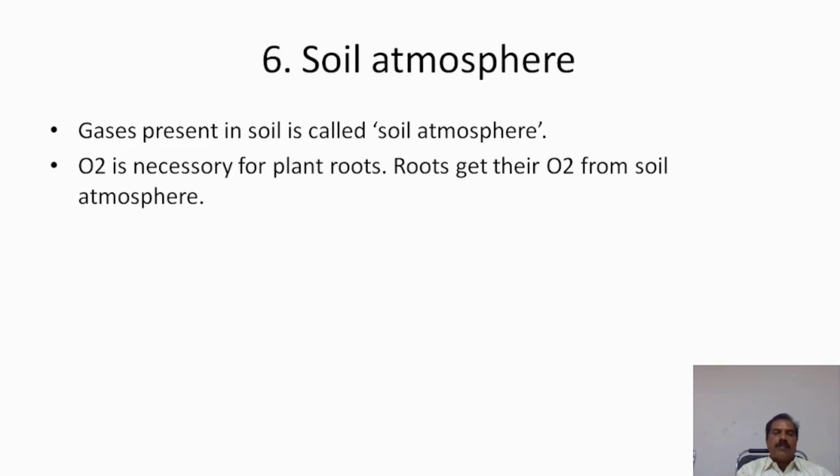The last component, that is the sixth component, is called soil atmosphere. It is not aerial atmosphere, it is soil atmosphere. Gases present in soil are called soil atmosphere. The same gases present in the aerial atmosphere are also present in soil. For example, oxygen is also present in soil atmosphere, which is very, very important as far as plant roots are concerned, because plant roots require oxygen for their respiration. If there is no oxygen in the soil atmosphere, plant roots will die. So that is the contribution of soil atmosphere.